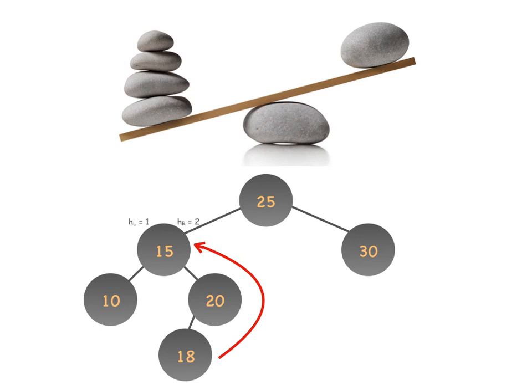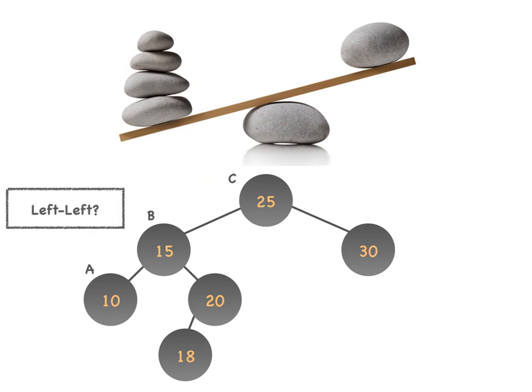We see that it has not, so I go on and check the ancestor, the great-grandparent, and I see that 25 has become unbalanced. The height of the left subtree is 3, right side is 1. Thus, we need to rebalance it. However, the question is, do I treat this as a left-left situation, or do I treat it as left-right?